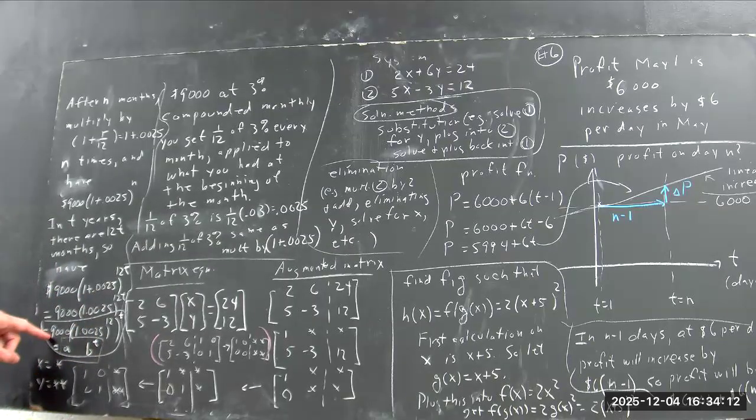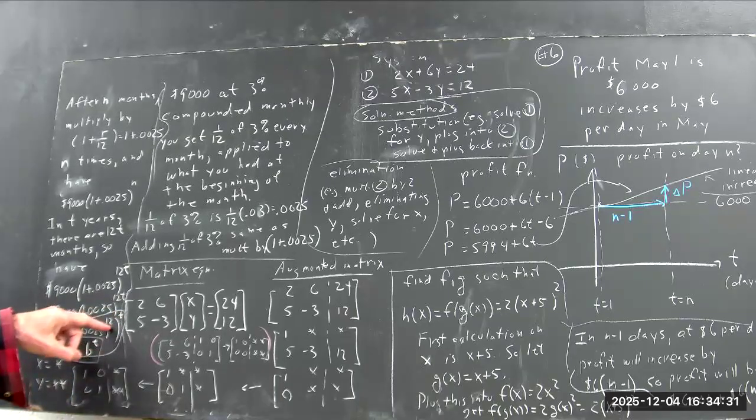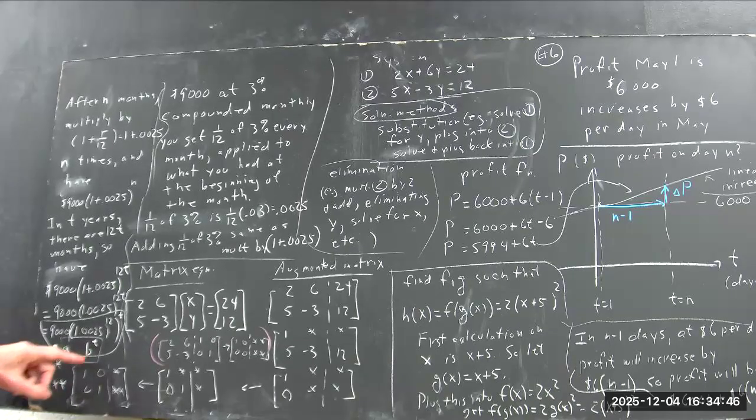Anyhow, you've got 9,000 times 1.0025 to the 12T. But that's the same as 1.0025 to the 12th raised to the T power. Because, of course, a power of a power, you multiply the two powers. T times 12 is the same as 12T. And this, you see, is the form A times B to the T, where B is your 1.0025 to the 12th. So this is a simple exponential function.